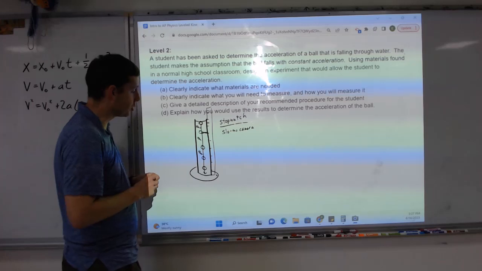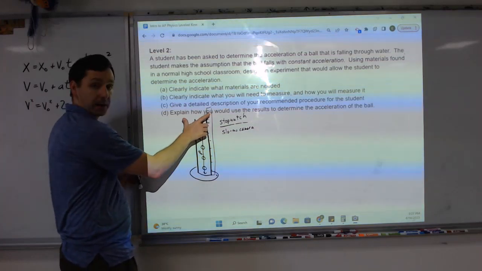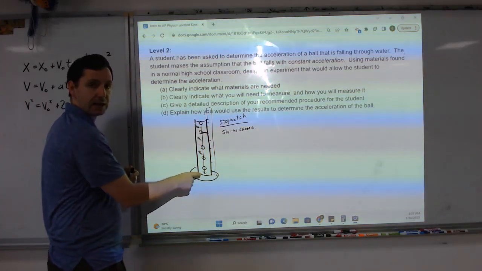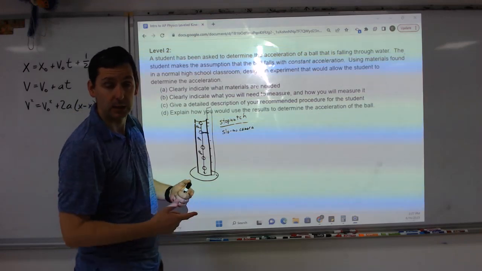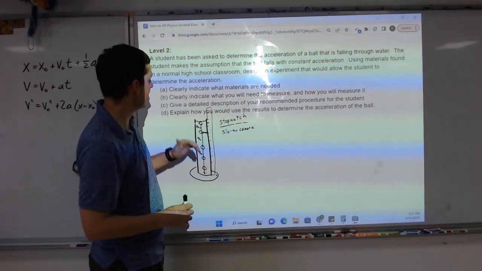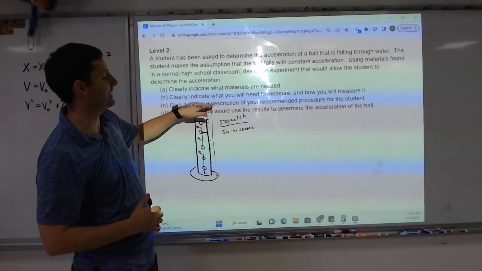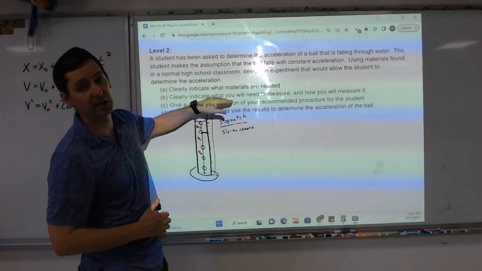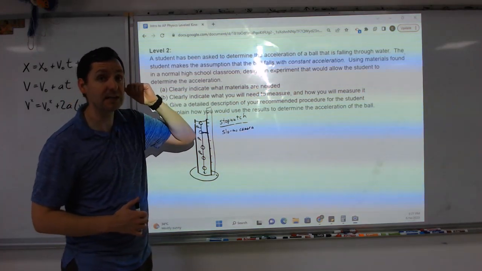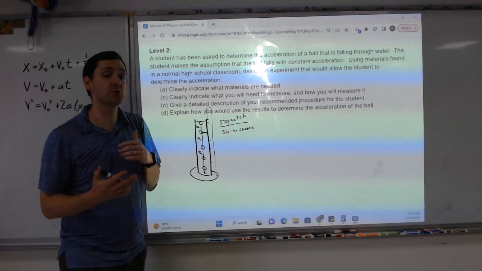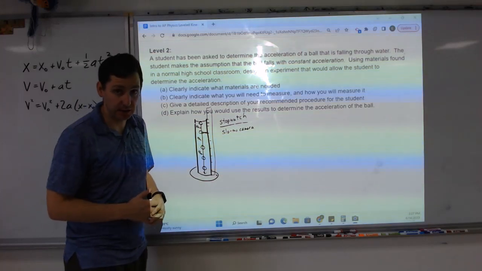Now, of course, you could just put it underneath and drop it and measure the beginning and the end and do that multiple times. No matter what you do, anytime you give a detailed description, you want to make sure that you are giving some way that's going to help you to decrease the uncertainty.